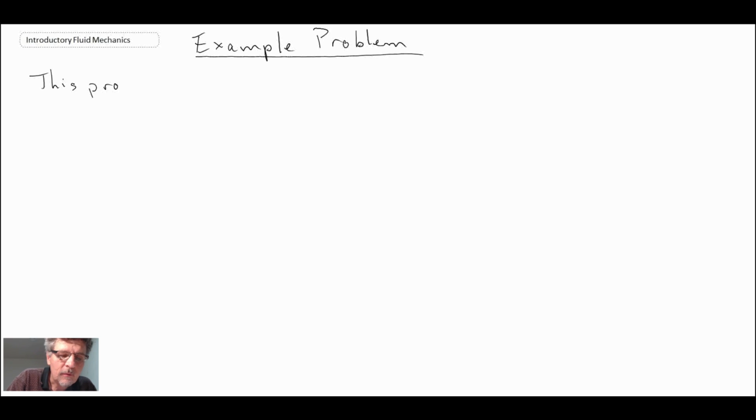We're now going to work an example problem involving the acceleration term that we just looked at from the velocity field. In this problem, we'll compute acceleration in two different ways, one using the Eulerian and the other using the Lagrangian formulation. So this problem will illustrate a couple of things.